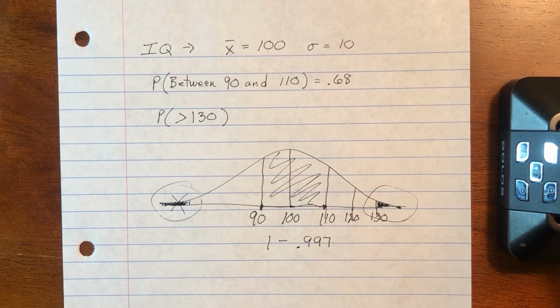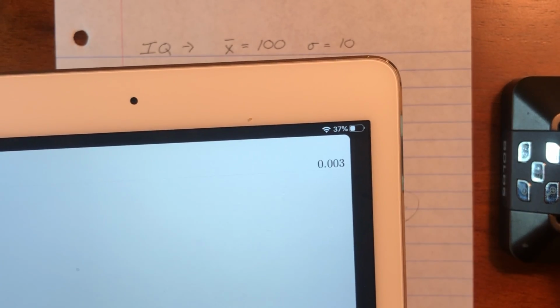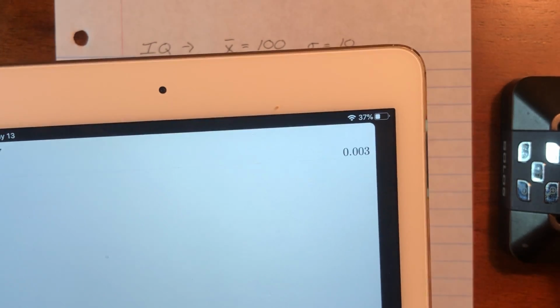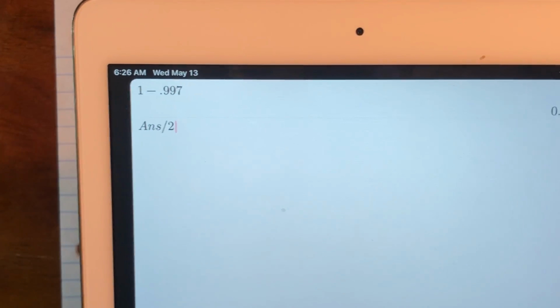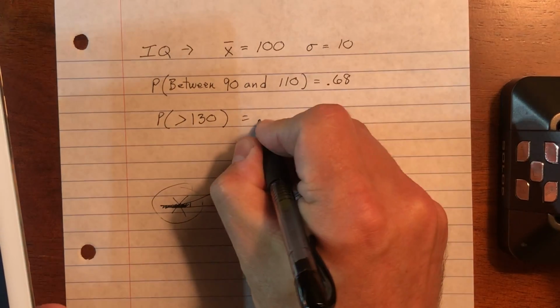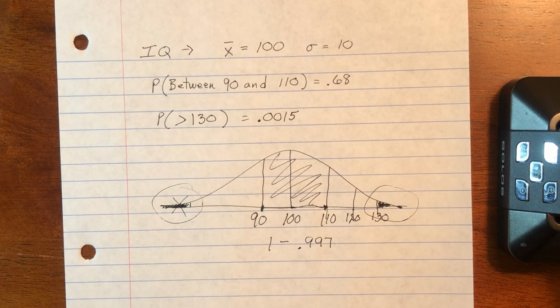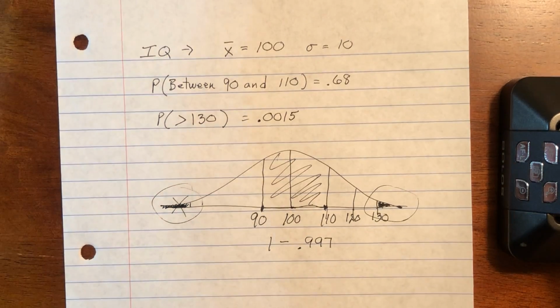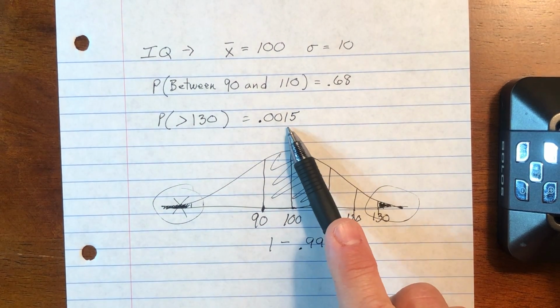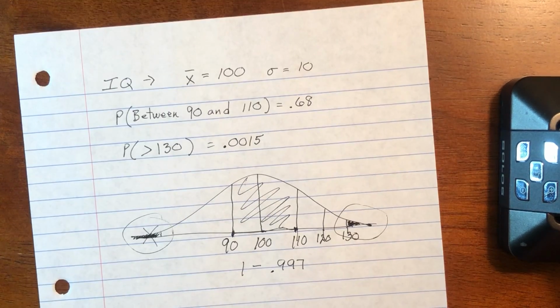So if we were going to figure this out, I'm going to use the calculator for this. We're going to take 1 minus 0.997, and we get 0.003. We would then have to divide that by 2, because we're only talking about one side of the distribution, 0.0015. So the answer would be 0.0015. So if somebody brags to you that they have an IQ of over 130, they're probably not telling you the truth, because only 15 people out of 10,000 have that IQ.